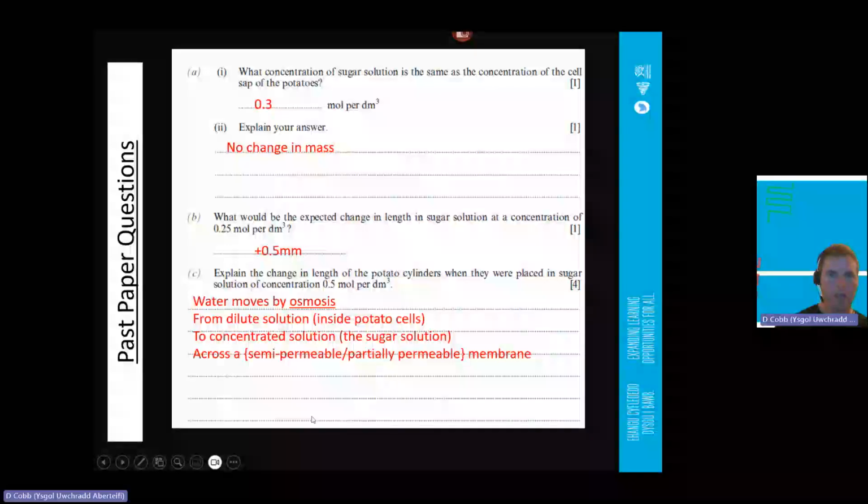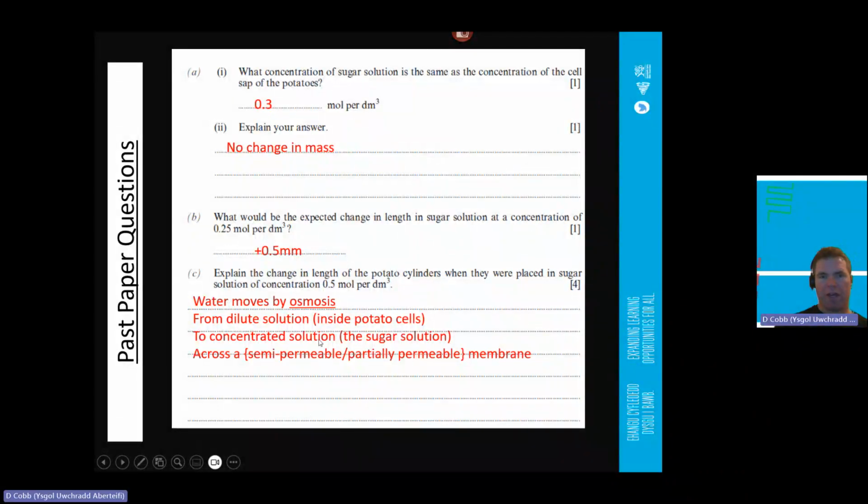Now, everything that you see in that answer, other than what's inside the brackets, absolutely you need to learn that. And whenever you get a question on osmosis, write it out. And then the only thing you've got to do is figure out what's going on inside those brackets. Okay, now that's not necessarily that easy.